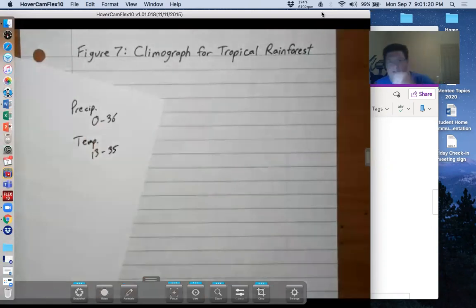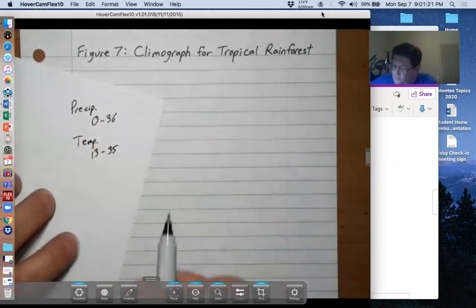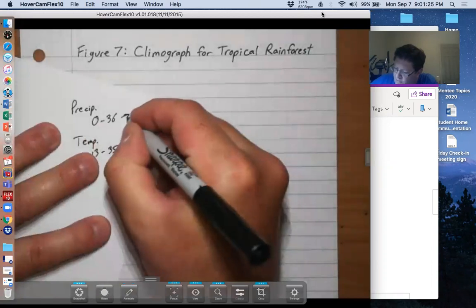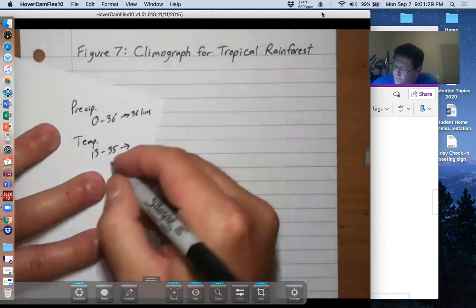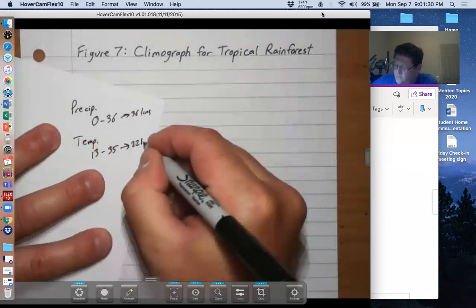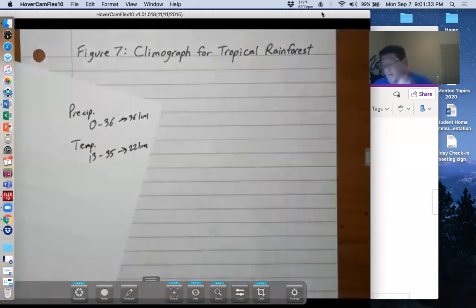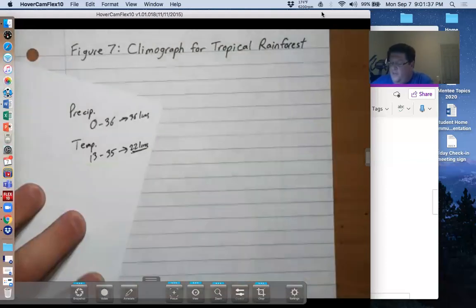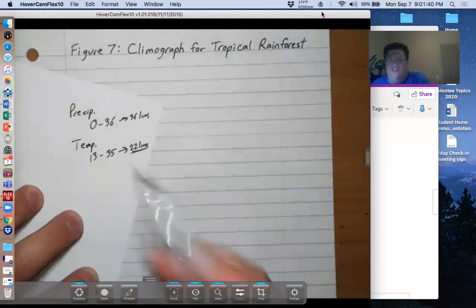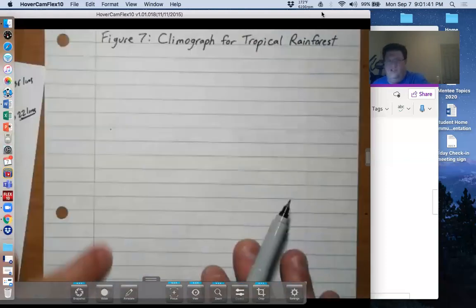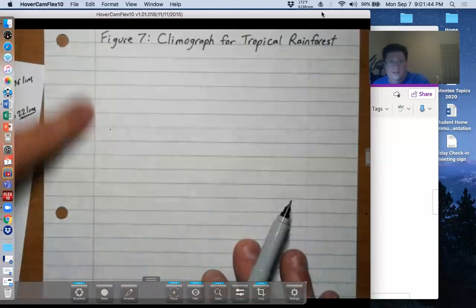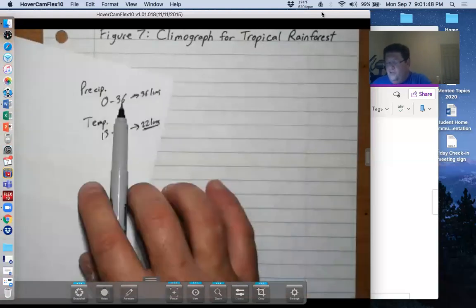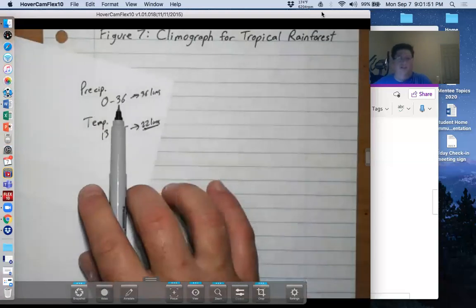All right, so here's the deal. Obviously 0 to 36 is 36 lines. And 13 to 35 is 22 lines. So I'm going to go with the 22 lines. I'm going to make 22 lines, and then I'm going to go, instead of going by ones, because I don't have 36 lines on this paper anyway. I mean, look, there's not 36 lines. But I do have 22 lines. So I'm going to go 22 lines to make the temperature work, and then I'll go by 2s on the precipitation. And you're probably sitting there going, what's he doing?